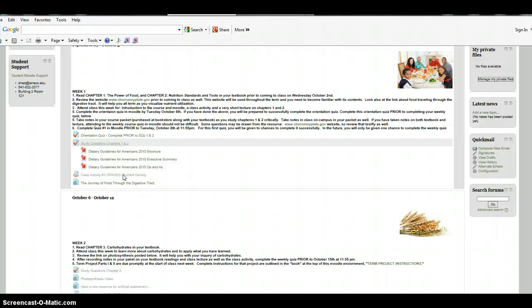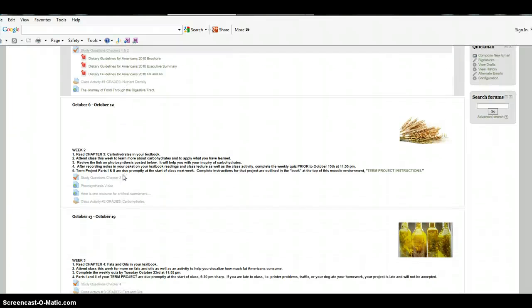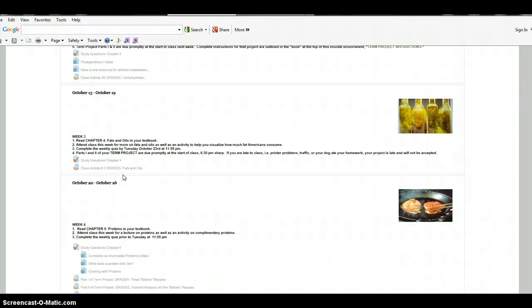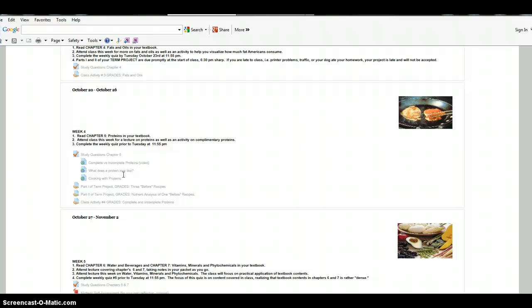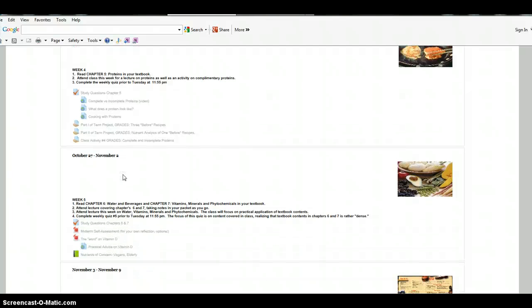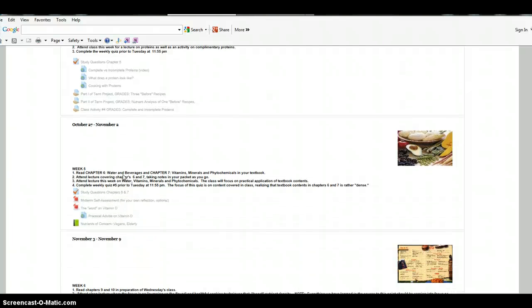Week 1, we're introducing the concept of nutrient density. Week 2, we cover carbohydrates. Week 3, fats. Week 4, proteins. Then week 5, vitamins and minerals.